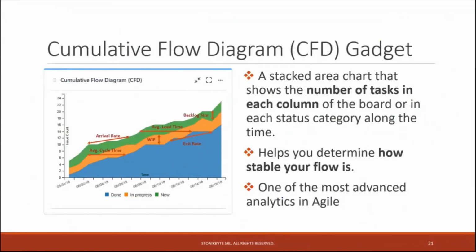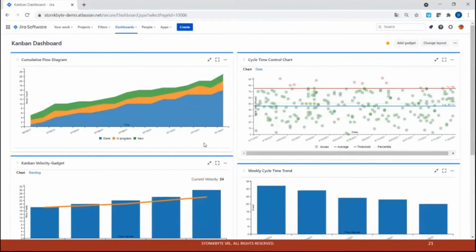It's an essential chart for Kanban, and actually it's one of the most advanced analytics in Agile, because it gives you a lot of other indicators here. There are many articles on the internet about how to read the cumulative flow diagram, but personally I like the fact that I can see these three bands.